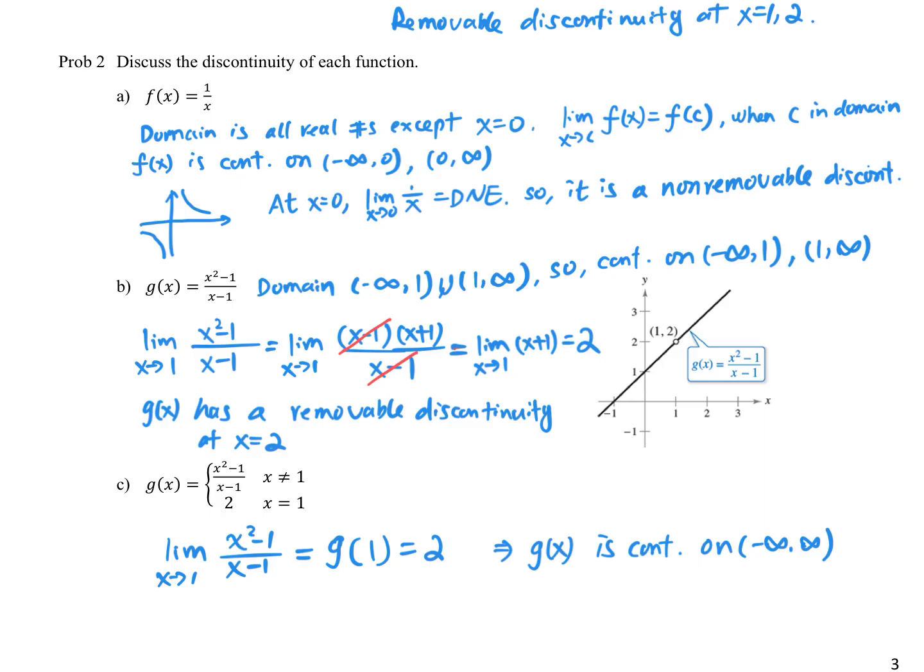So you can see that they're the same thing, but I defined the function at this point, x equals 1, and now it's continuous. So there's no discontinuity here. In the next video, we'll talk about the one-sided limit.